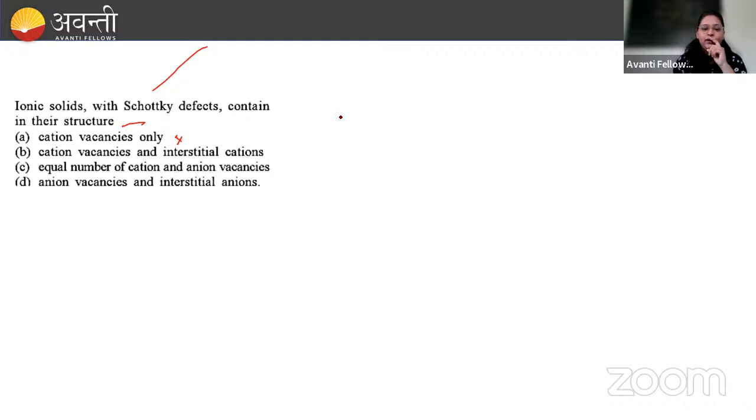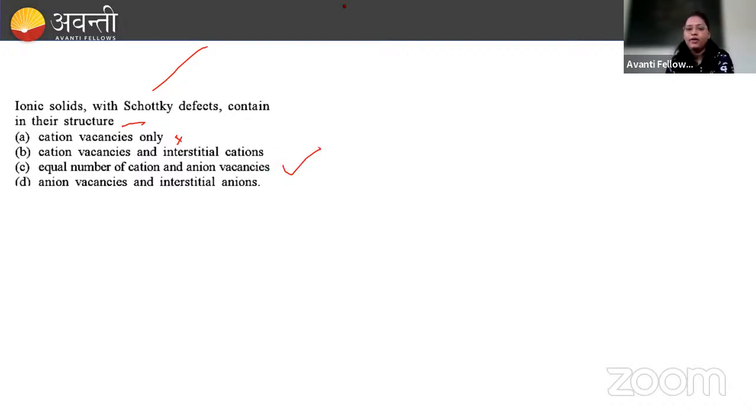Anyone? Ritu, Sushant, can you tell me the answer? Very simple problem. Cation vacancies only. Cation vacancies and interstitial cations. Equal number of cation and anion vacancies. So this is our correct answer, C.